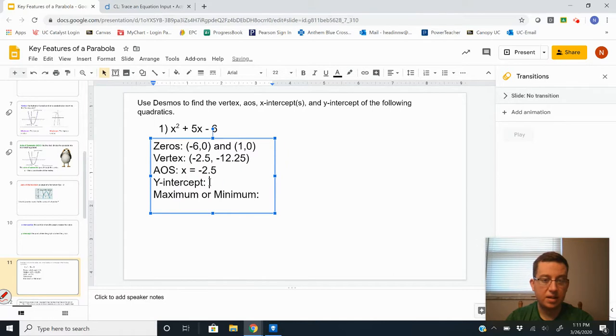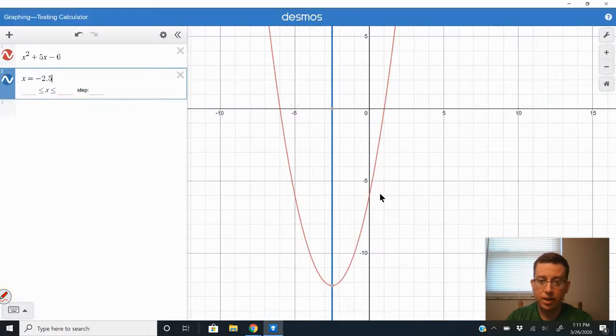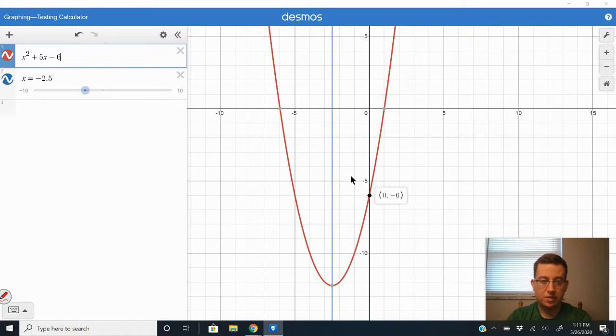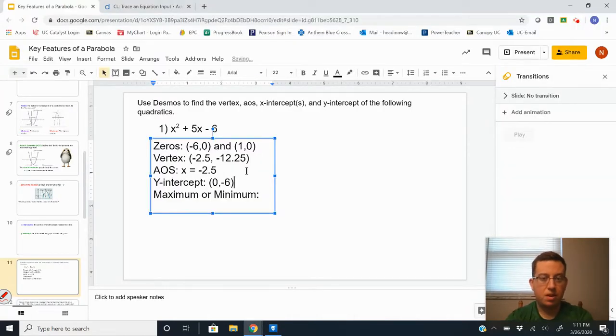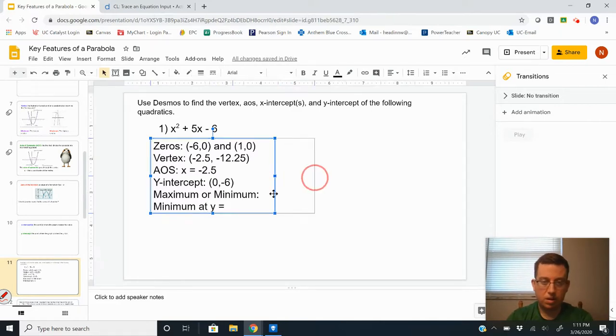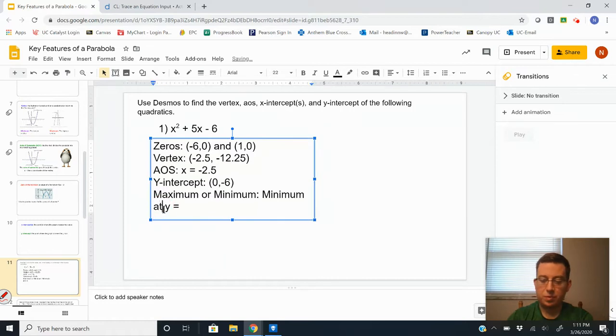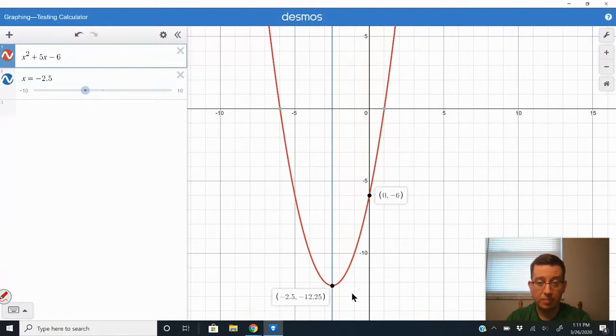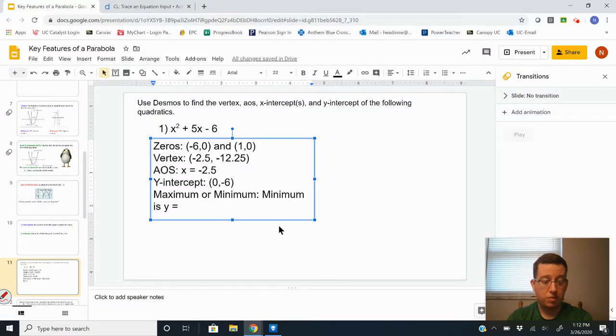Okay, so the y-intercept, that is also a point. And so our y-intercept is this point right here, (0, -6). We're going to type that. And maximum or minimum, well, this is a minimum. The minimum value is y equals the lowest point. Now, I know it's a minimum because it's at the bottom. So the lowest value here is negative 12.25, which, if you didn't notice, is the y-coordinate of the vertex. So the vertex is really important. And that's it. I found all the key features using Desmos. So type it in, look at the stuff, and you're good to go.